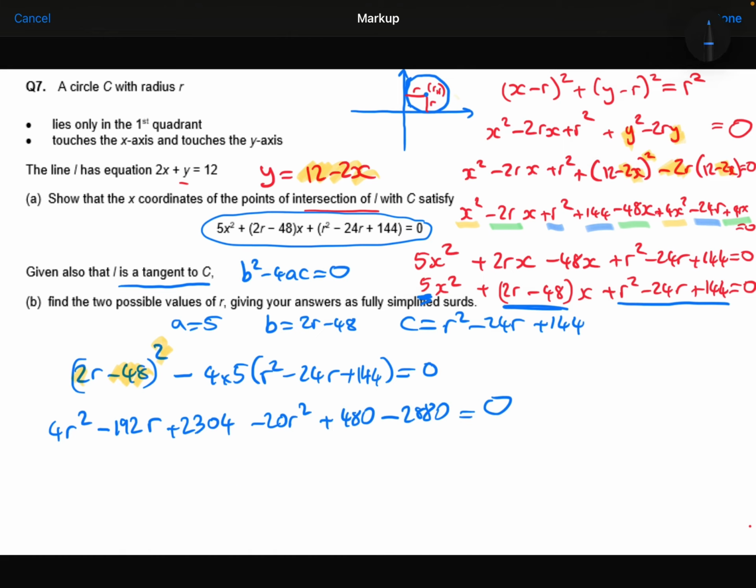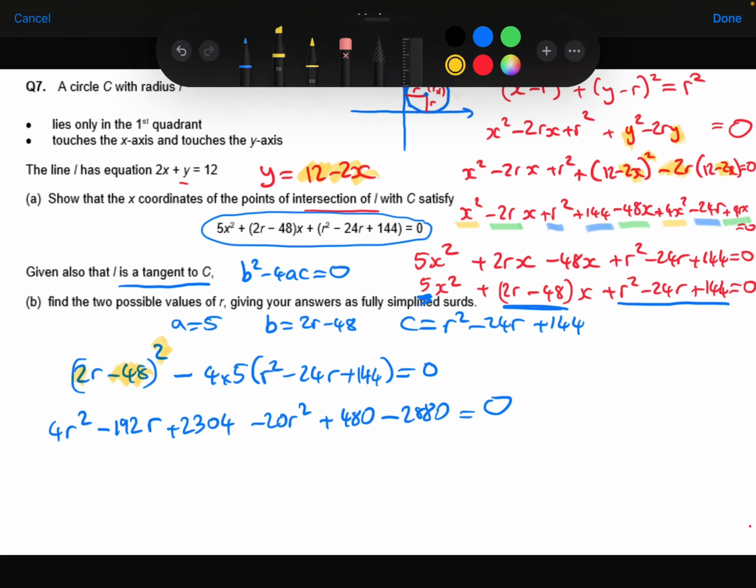Right, collecting up like terms. The r squared minus the 20r squared is minus 16r squared. The minus 192r, I forgot to put my r in there, plus the 480r is 288r. And then we've got the 2,304 minus the 2,880, which gives minus 576.